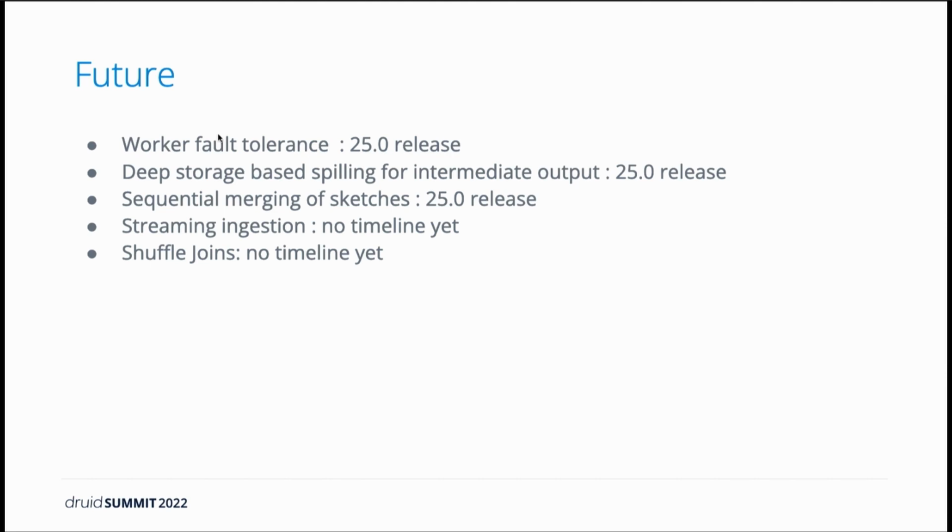With that, the future for MSQ is to have worker fault tolerance, which will be part of the 25.0 release. We've already talked about how we'll be using deep storage as a cache directory for spilling intermediate outputs of the shuffling step. There's also a PR out which increases the accuracy of the sketches one time chunk at a time. It will give us better partition boundaries, and we also plan to support streaming ingestion via SQL in the future. And yes, shuffle joins, as we discussed before, we have laid the foundations of shuffle joins, and it is being planned to be there in future versions of SQL-based ingestion.